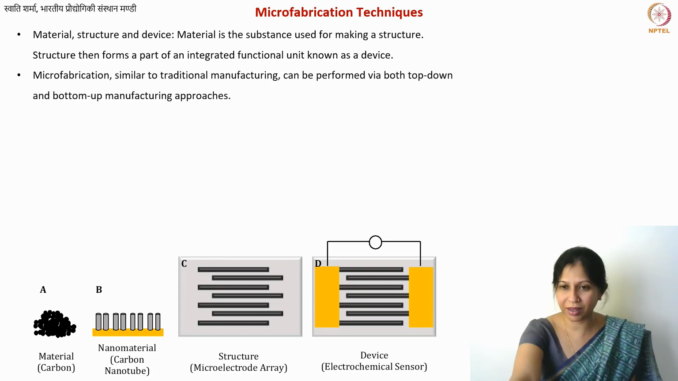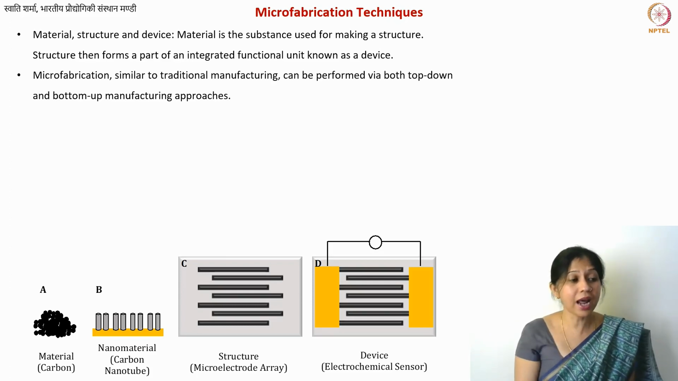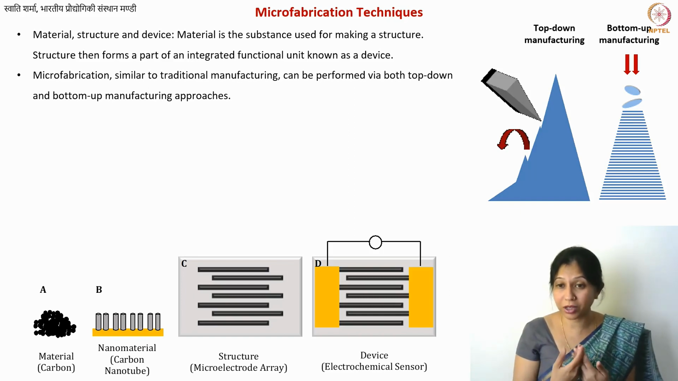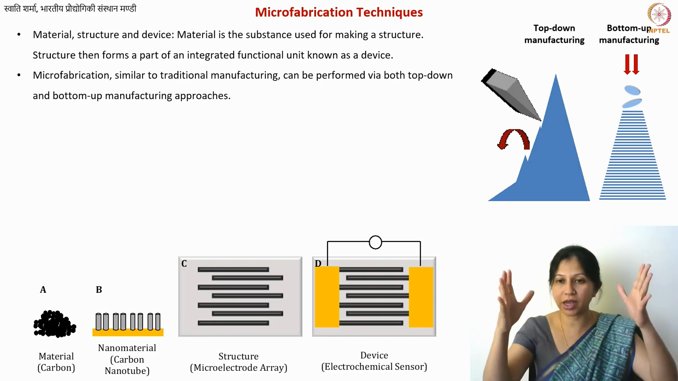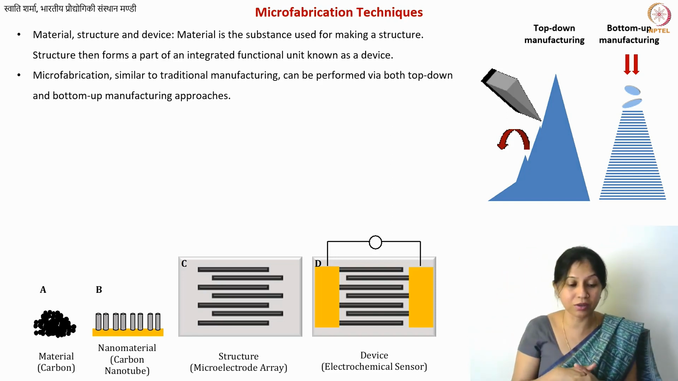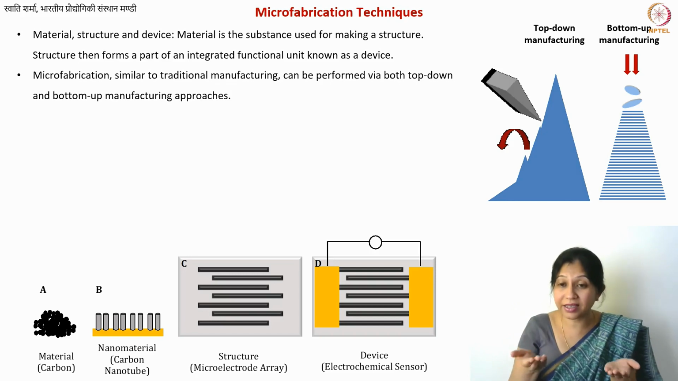Okay, that is something you already know, but just to keep in mind. Now, similar to large scale manufacturing, you can also perform your microfabrication using top down or bottom up manufacturing approaches. So top down is when you take a bigger piece of something and then you remove the unnecessary parts. So you also can call it a subtractive technique. Or you can use bottom up, which is called the additive technique.